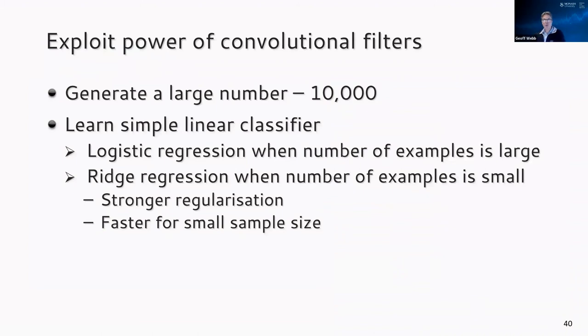What Rocket does is exploit the power of convolutional filters. It does that by generating a large number of them at random, 10,000 by default. But then instead of putting it through a deep learning framework, we simply feed the output of all of those convolutional filters into a simple linear classifier. When we have many examples, we use logistic regression. When we have a small number of examples, we use ridge regression for two reasons. One, it has very strong regularization, which is important when you have few examples. And also, it's able to learn extremely fast for small sample size.